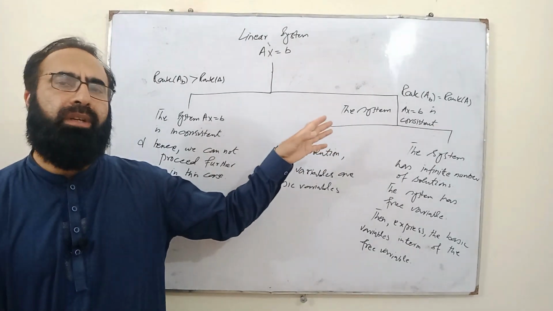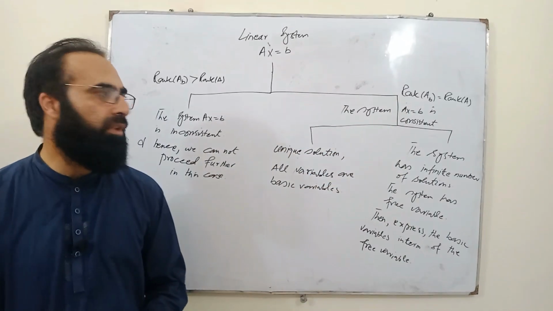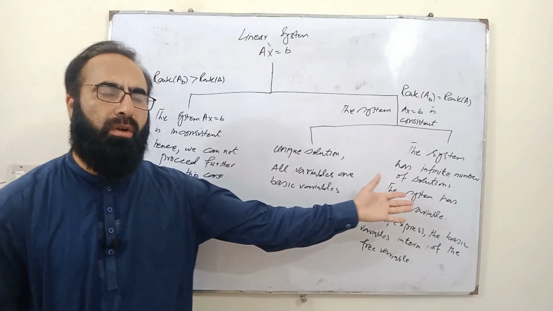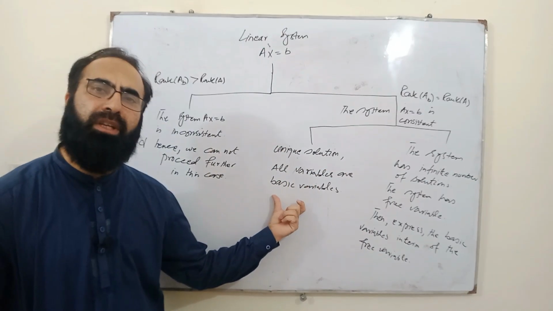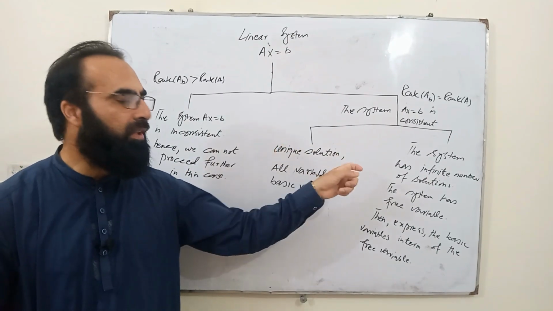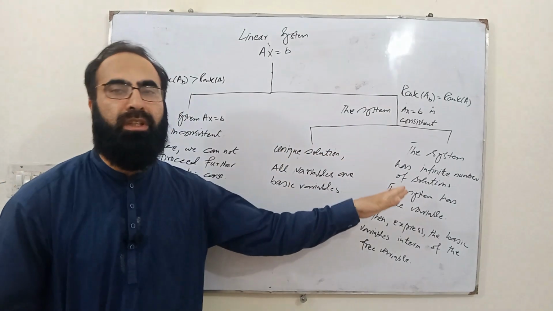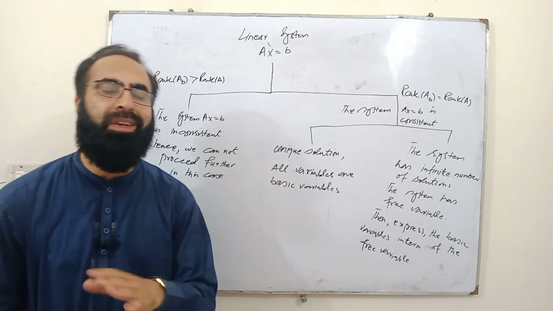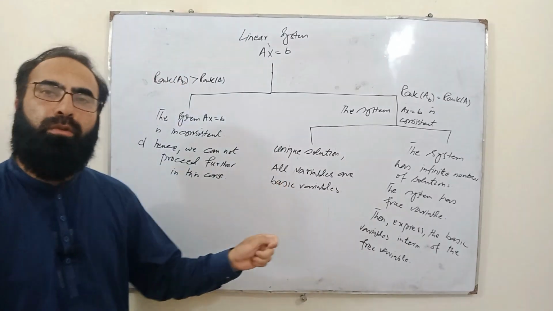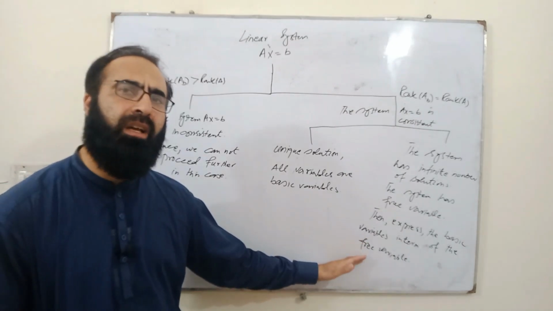So in case of consistent system, we can obtain two different types of solutions. Number first, unique solution and infinite number of solutions. When all the variables become basic variables, then in that case you will get a unique solution, and when you obtain a free variable or free variables, you will get infinite number of solutions, and in that case the solution will not be a unique one. And for the solution, you have to express the basic variable in terms of free variable, as we discussed in the last example.